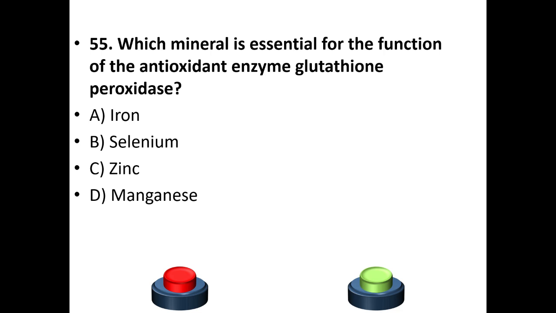55. Which mineral is essential for the function of the antioxidant enzyme glutathione peroxidase? Iron, selenium, zinc, manganese. Which is the answer? Here the answer is B, selenium.